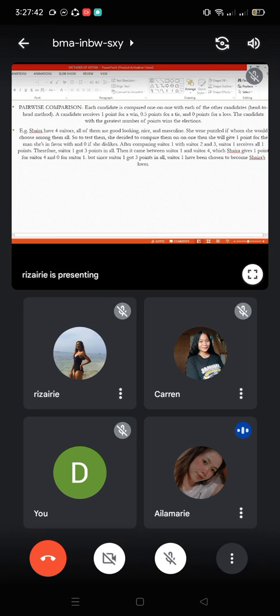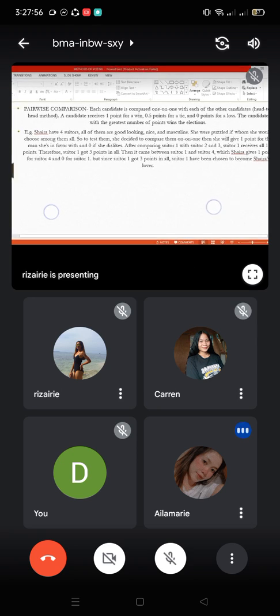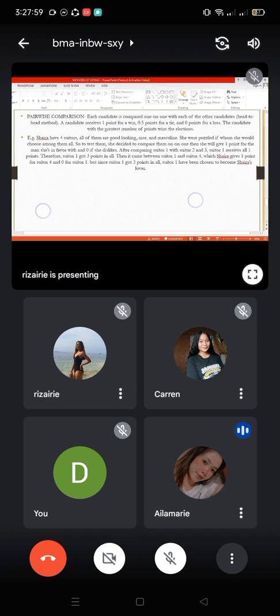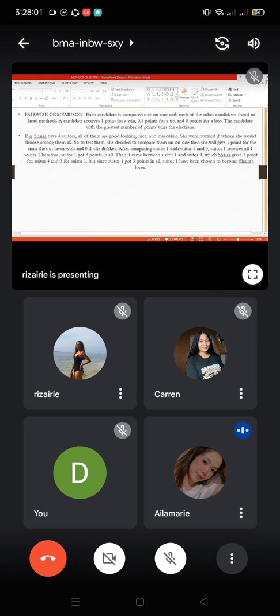Example. Shaira has four suitors. All of them are good-looking, nice, and masculine. She was puzzled about whom she would choose among them all. So to test them, she decided to compare them one on one. Then she will give 1 point for the man she is in favor of and 0 if she dislikes him.